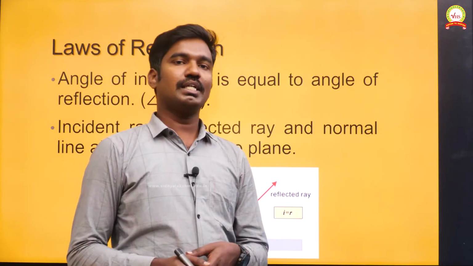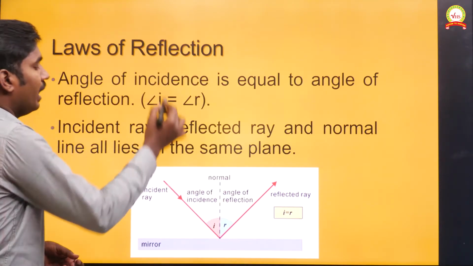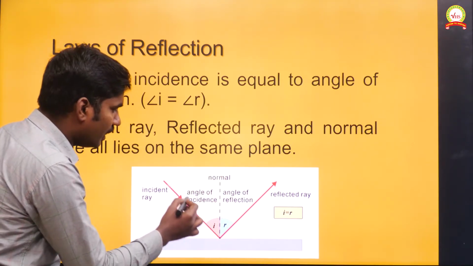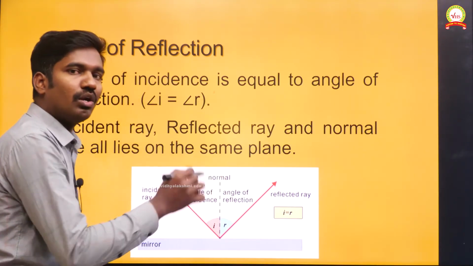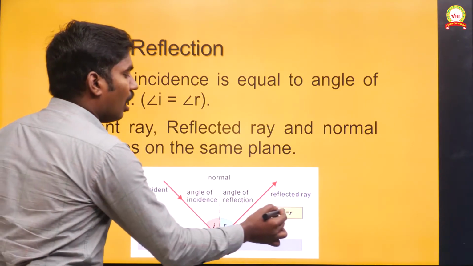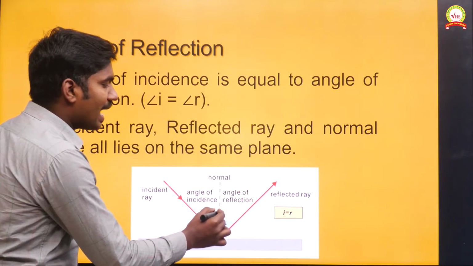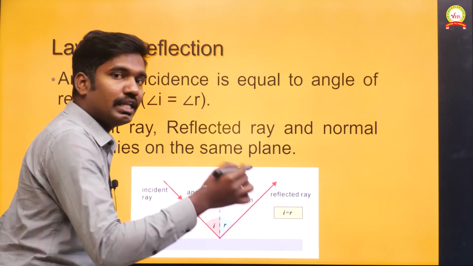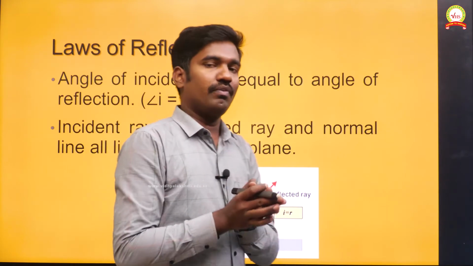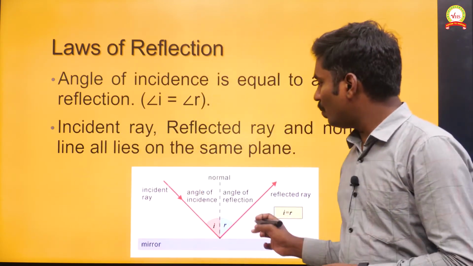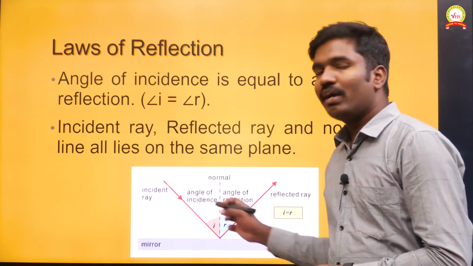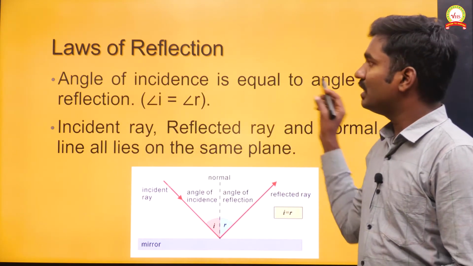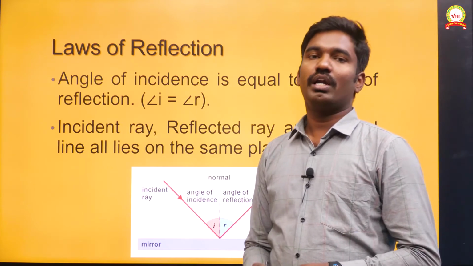We have two laws. The first one is about the angle of incidence: the angle formed between the incident ray and the normal is always equal to the angle formed by the normal line and the reflected ray. That angle is called the angle of reflection. These two angles are always equal whenever the surface is smooth. That means angle of incidence is equal to angle of reflection.